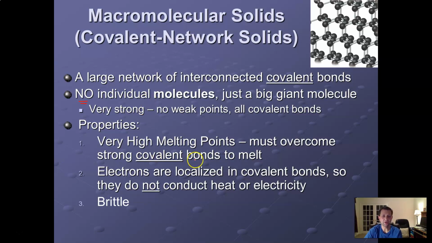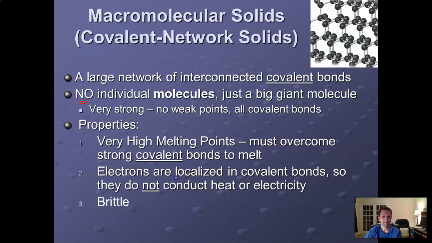Other properties we need to know. Once you remember the examples of covalent network, these will be easier. So some properties: you have a very high melting point because you must overcome the strong covalent bonds to melt. In order to break up that rigid, solid structure, you need to loosen and overcome some of that bonding. It's really hard to do because covalent network solids have this huge amount of covalent bonds connecting all those atoms together.